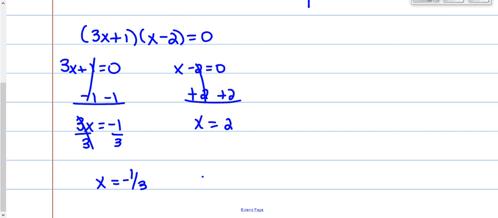So I'm going to write it down here with the other answer. I have x equals negative 1/3 and x equals 2. And there we are with that.